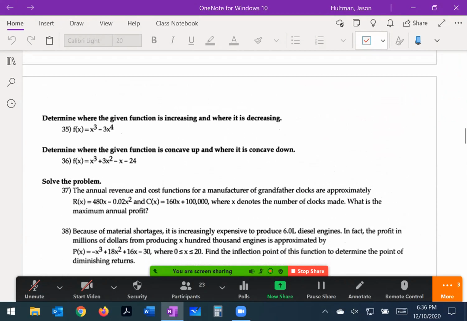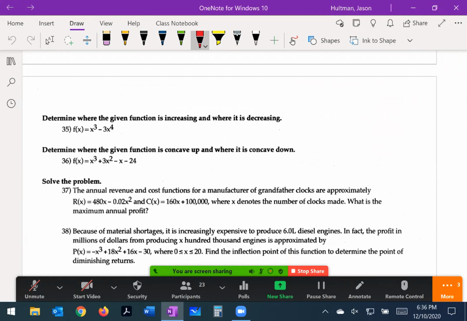Okay, determine where the function is increasing and where it is decreasing. So we kind of have to factor this thing to find the zeros. Let's find the zeros first. I'm going to factor x cubed out of this. This is going to give me 1 minus 3x. So that's f of x. Okay, so I could factor that and set that equal to 0. That's going to tell me where my zeros are.